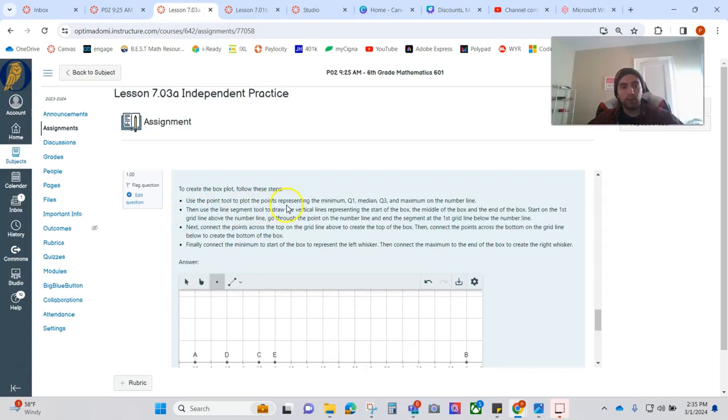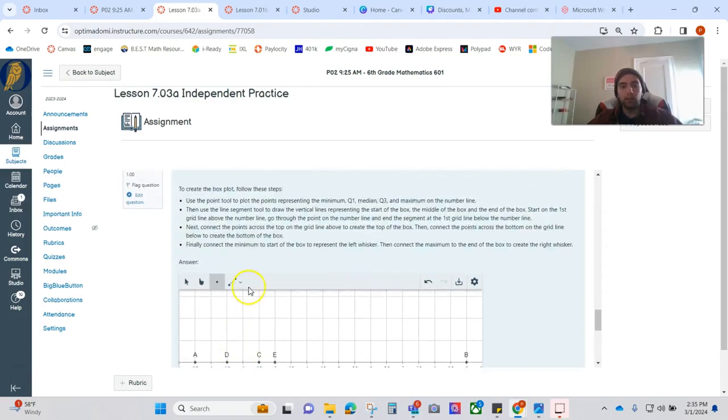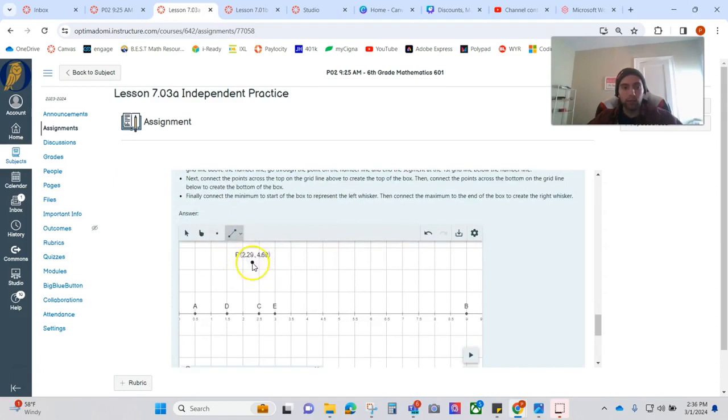Then use the line segment tool to draw the vertical lines representing the start of the box, the middle of the box, and the end of the box. Start on the first grid line above the number line. So here, go through the point on the number line and end the segment on the first grid line below the number line. So that I would end down here. Okay, so line segment tool, line segment.